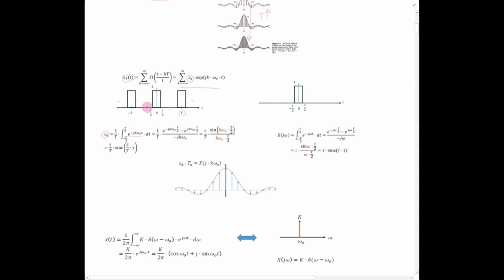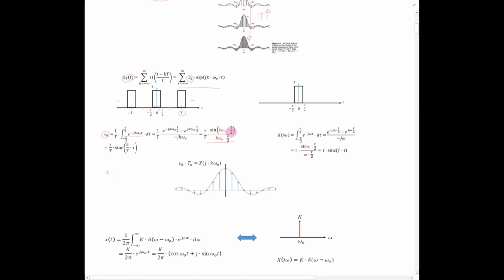The signal is non-zero only between minus tau over 2 and tau over 2, so we just integrate between these limits. Then the integration will give a sinc function. You know that this one is 2j times sine, so dividing by 2j, we can get this result. And we can further simplify by the definition of the sinc function, pi times something.